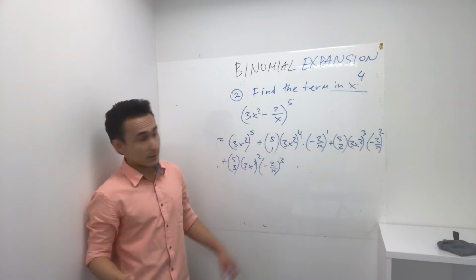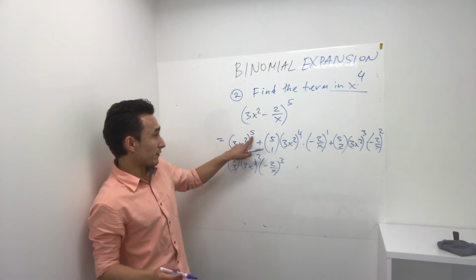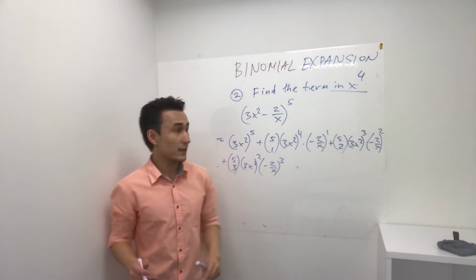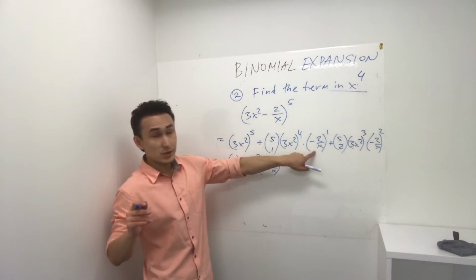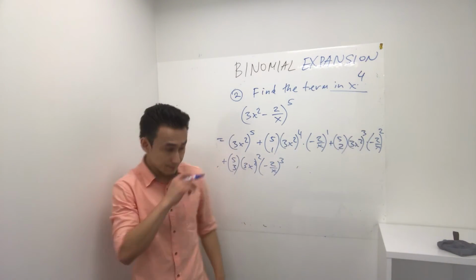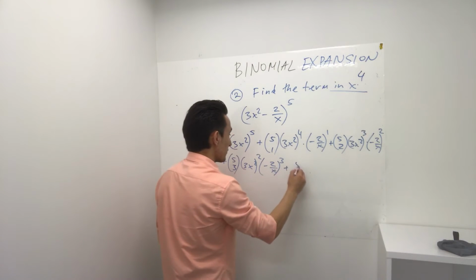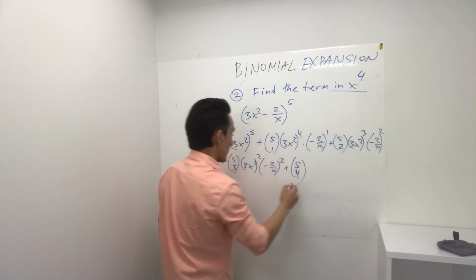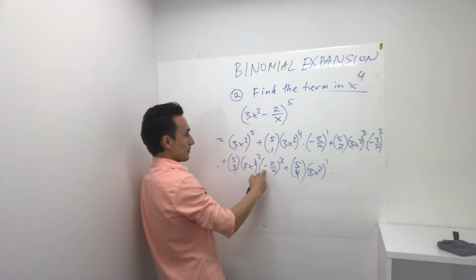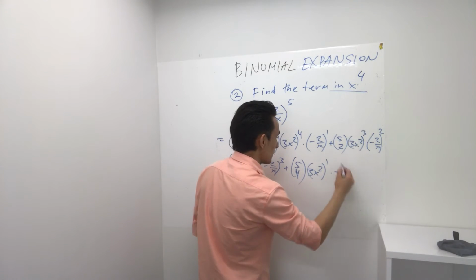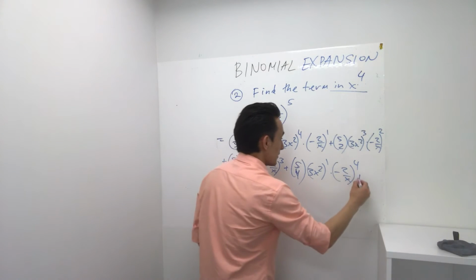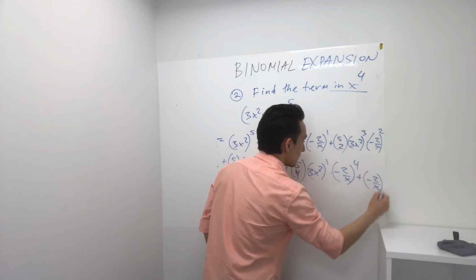Okay, so what's happening here is 3x squared has the power of 5, 4, and then 3, and then 2, and then it goes down, okay? And what's happening with the other one? Minus 2 over x has power of 1, 2, 3, increasing power. So the next term here is 5 choose 4, and then 3x squared to the power of 1 here, and then minus 2 over x to the power of 4, and then the very last term here is very simple, plus negative 2 over x to the power of 5.